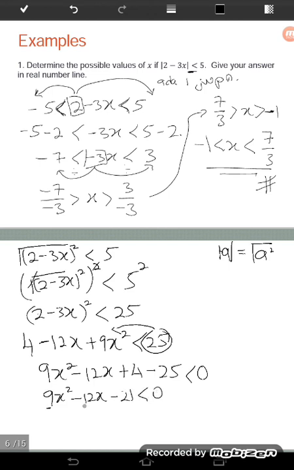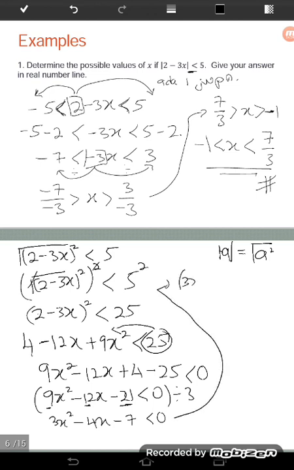Okay, so 9 sifar 3, 12 also sifar 3, and 21 also sifar 3. Okay, 0 ni tak apa. So all of this one we divide with 3. 9 divided by 3, so 3x square. 12 divided by 3, 4x. 21 divided by 3, 7 less than 0. Next factorize. So factorize, you have 3x, x less than 0. So apa kita nak letak kat sini?